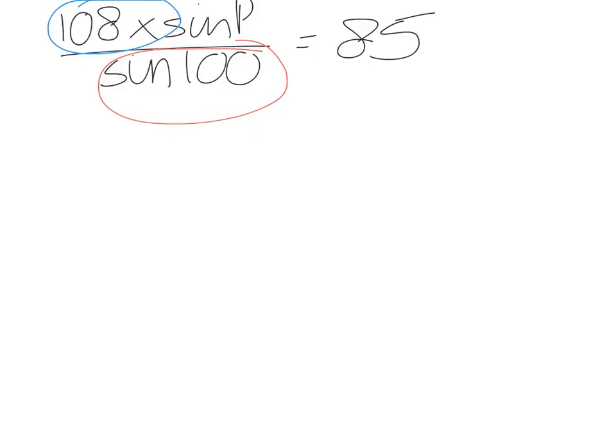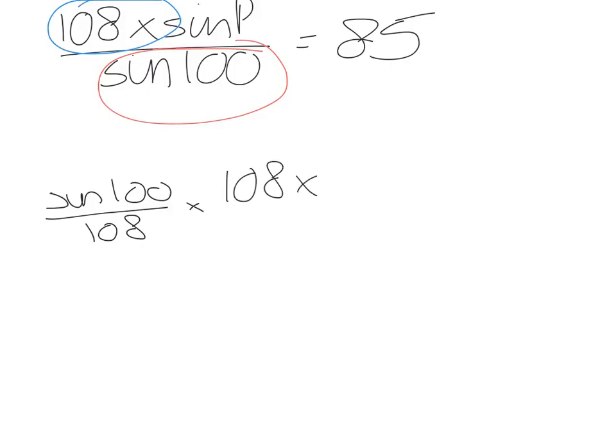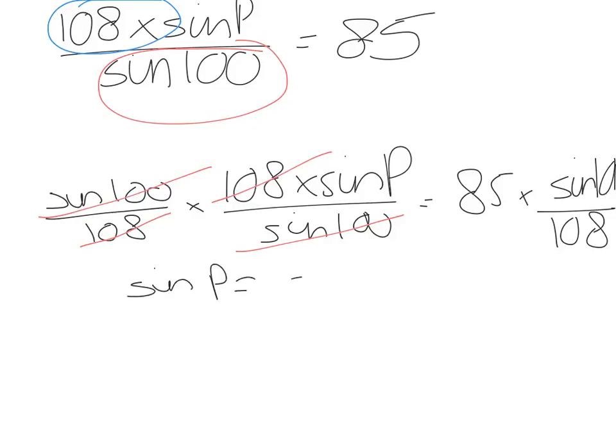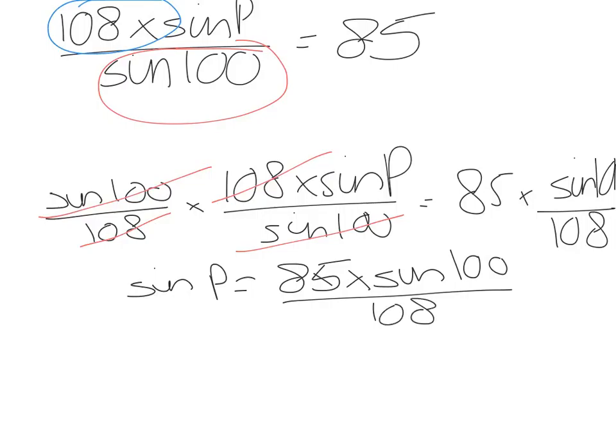So I'm going to do this all in one step, and I'm going to multiply by sine 100 over 108. And I'm going to multiply both sides by this. So, sorry, I should have had 108 times sine P over sine 100, and that's equal to 85 times sine 100 over 108. Okay, so you can see now that multiplying by sine 100 and then dividing by it, it will cancel, and then dividing by 108 and then multiplying will cancel. So we end up with sine P is equal to 85 times sine 100 over 108. And if I put that in the calculator, I come out with 0.78 to 2 decimal places.